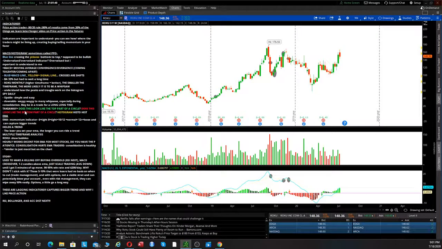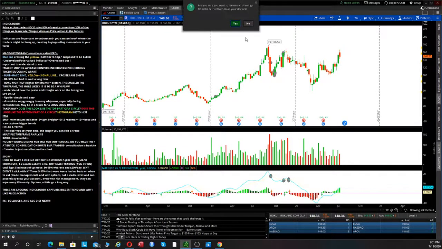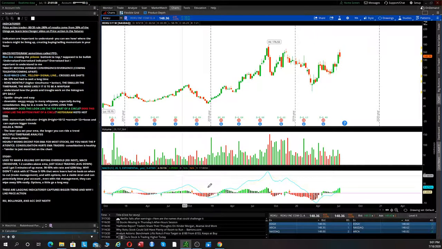So the big takeaway that I've noticed from trading over the years, noticing the MACD. I used to trade the MACD in my first year, and we'll get into a story about that a little bit later. However, the basic takeaway is, does this look like the top part of a circle, or does this look like the bottom part of a circle? Look at this. Does this look like the bottom part of a circle? The bottom part of the circle.